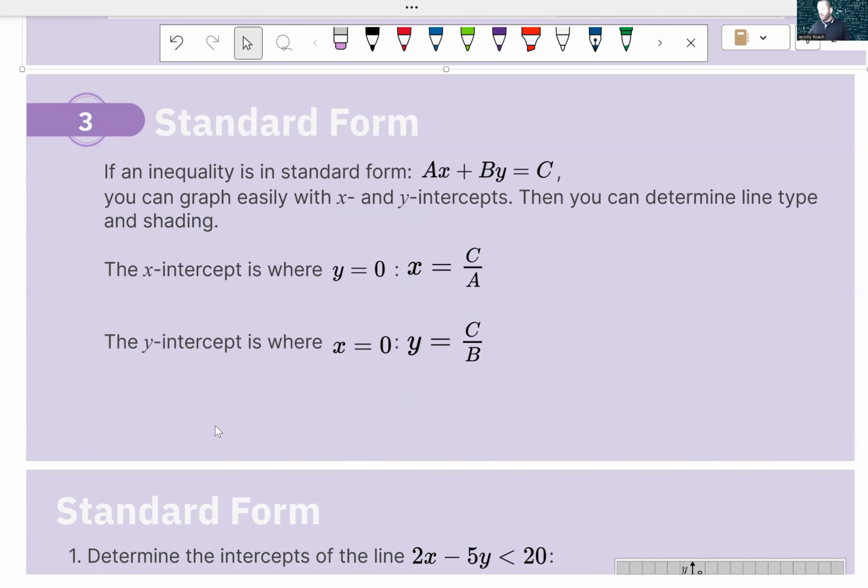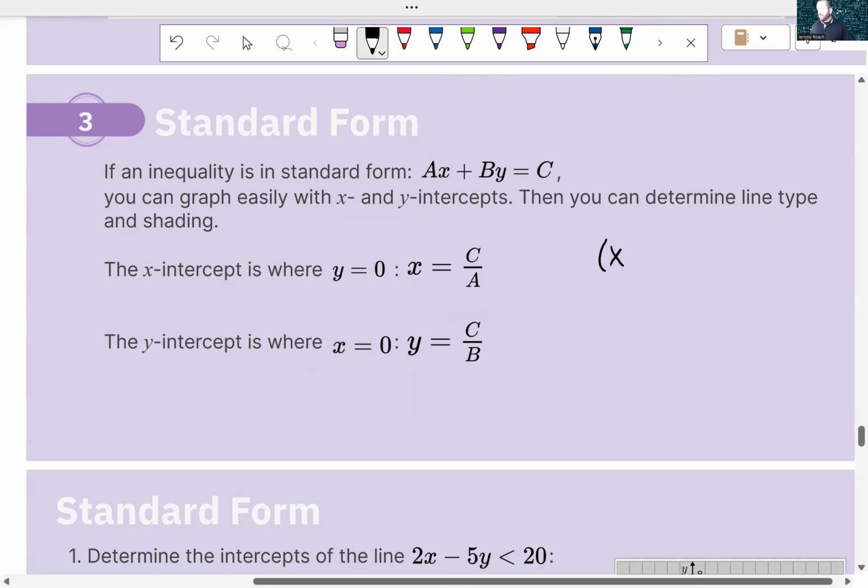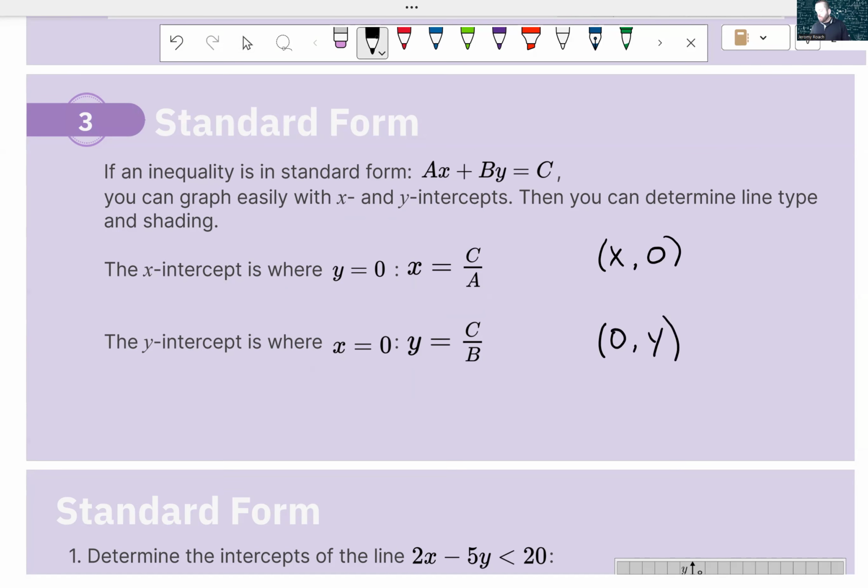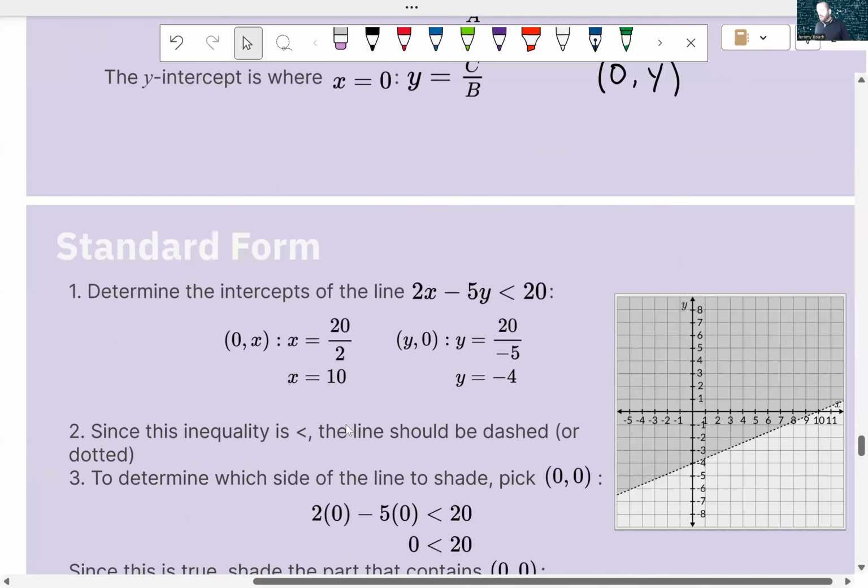So the x-intercept is going to be x, comma, 0. Something for the x value and 0 for the y. The y-intercept is going to be 0 on the x and some value for what y is. That's all this is saying. This is just a shortcut if you want to memorize these. I really think it's easier if you just solve for what 1y is if we have something in standard form. And I showed you guys how to do that in the last example there.